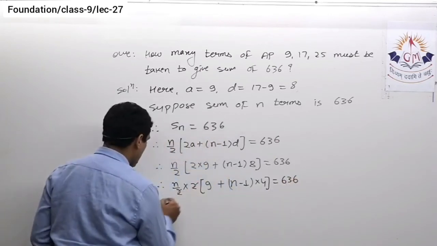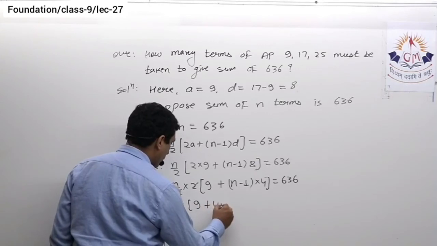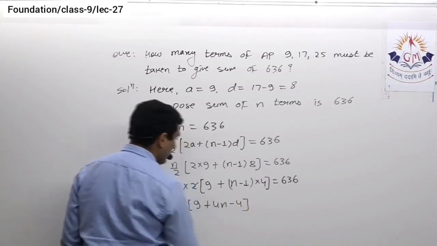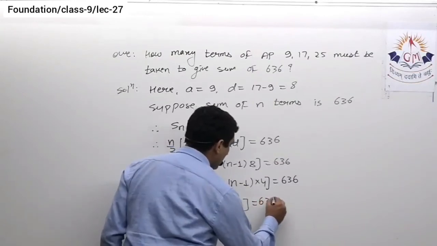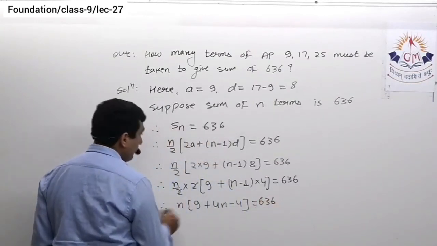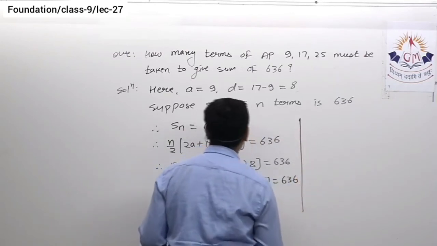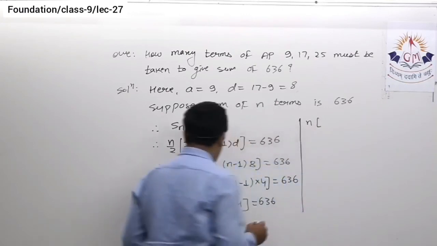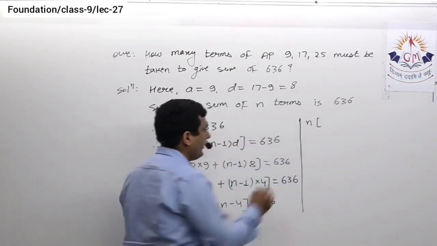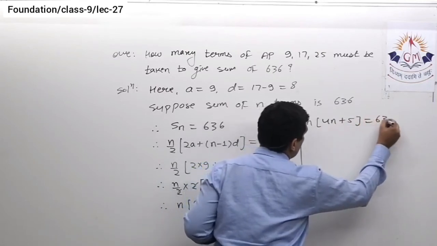Now I can cancel this 2. So n(9 plus 4n minus 4) is equal to 636. So ultimately what I will get over here is n, 9 minus 4 is 5, so n(4n plus 5), is equal to 636.